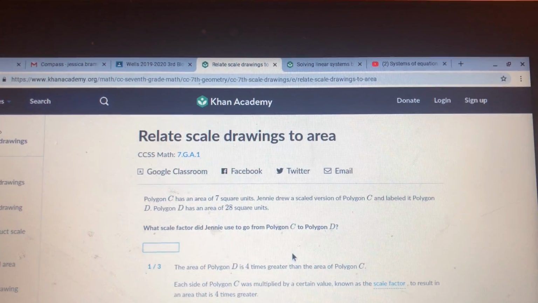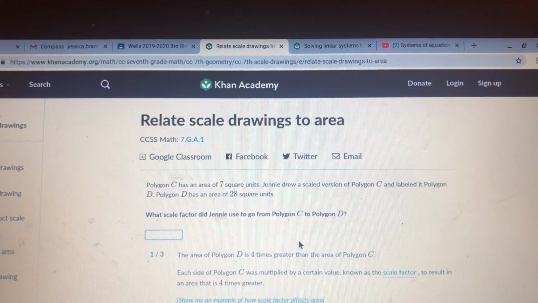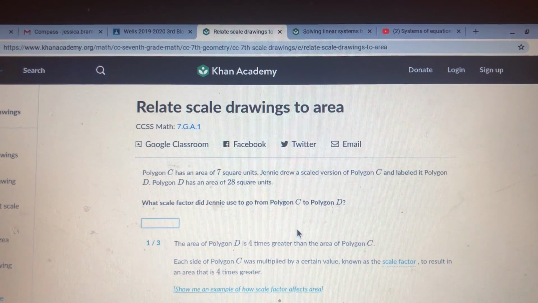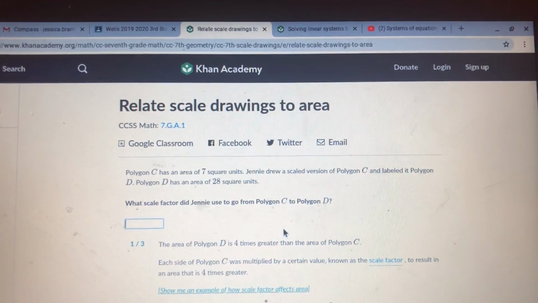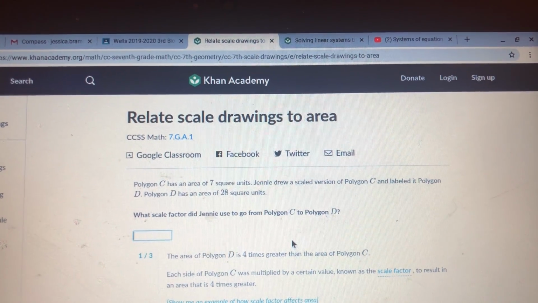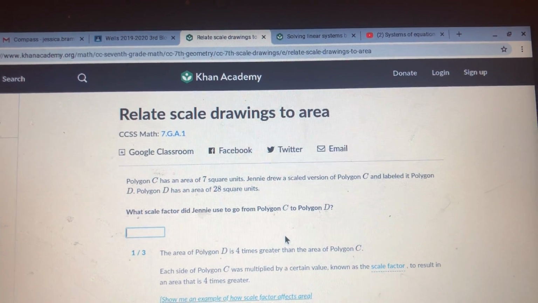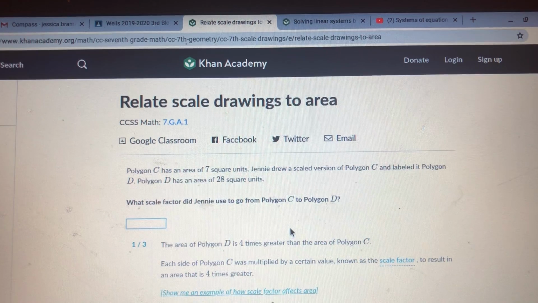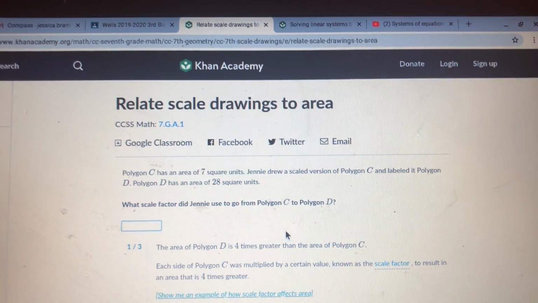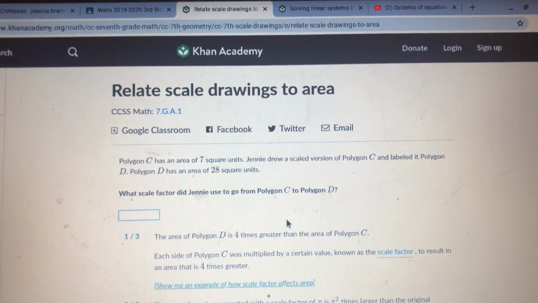I just wanted to send you a sample practice problem that you're going to be working on in Khan Academy today and just work it out with you. If you have other questions as you're working on your assignments, please email those to me and I'd be happy to send you a response. So this one is on scale drawings and how to relate those to area.